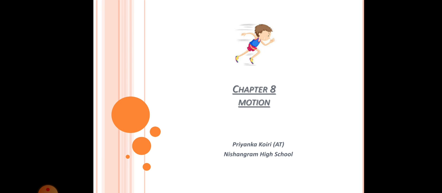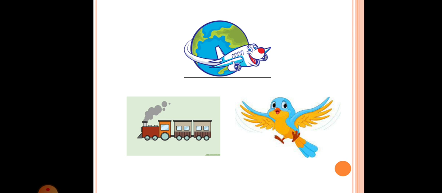Today we are going to start a new chapter which is very interesting. The name of the chapter is Motion. Now in these few pictures, you can see all these objects, that is, an aeroplane, a train, and a bird, can move from one place to another.